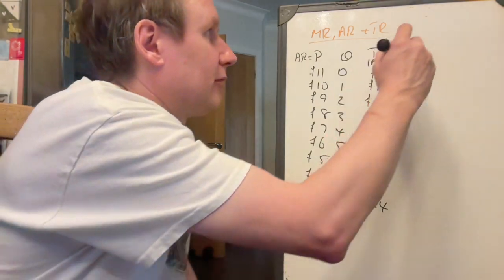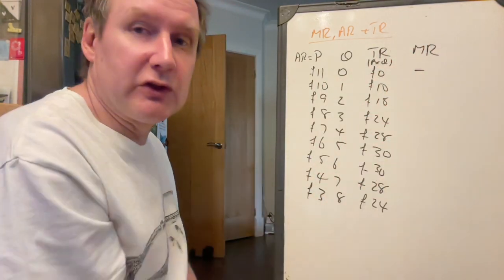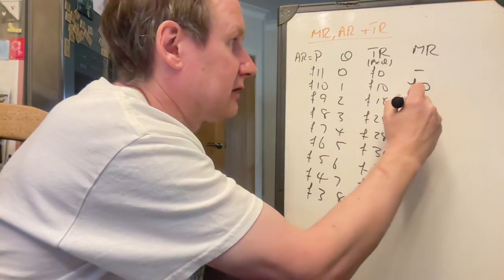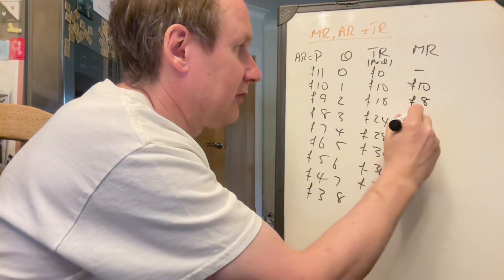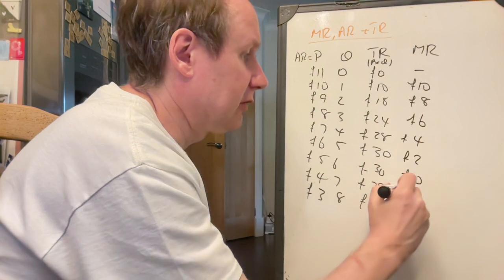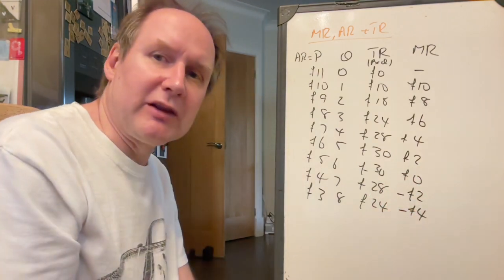So now let's have a look at marginal revenue. For the first unit, we go from 0 to 10. It's 10. For the second unit, 10 to 18, it's 8. Then 6. Then 4, 2, 0, minus 2, and minus 4. Well, that's all very interesting.